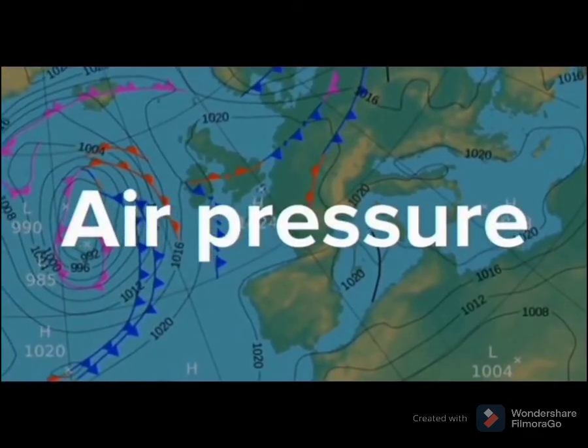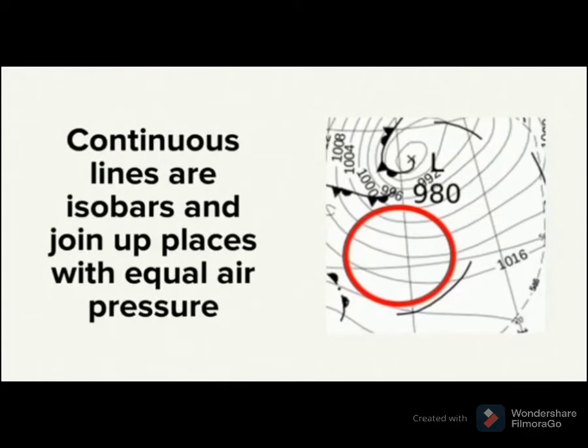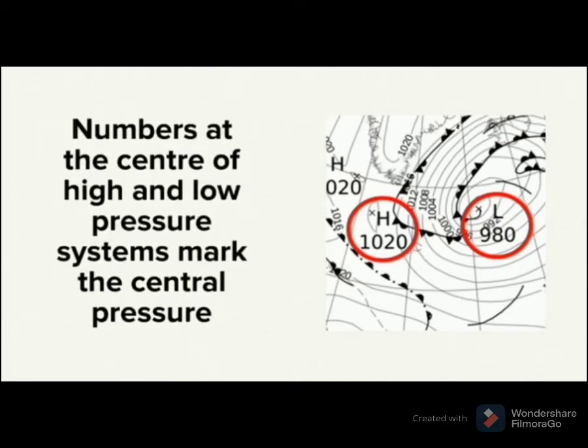Air pressure. Continuous lines are isobars and join up places with equal air pressure. L stands for low pressure and H for high pressure. Numbers at the center of high and low pressure systems mark the central pressure.